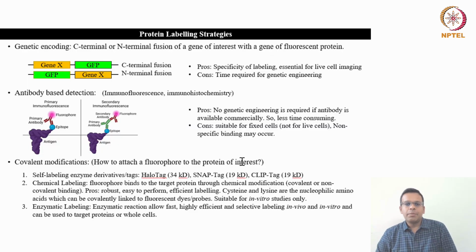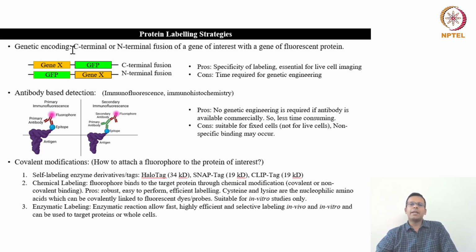So there are several protein labeling strategies. The first one, which is very common, is known as genetic encoding. This genetic encoding takes place at the C terminal or the N terminal of the gene of interest. Let's say you are interested in visualizing the intracellular location of protein X. What you have to do is fuse this gene X, which codes for the protein X, at its C terminus with the GFP. GFP is the green fluorescent protein.